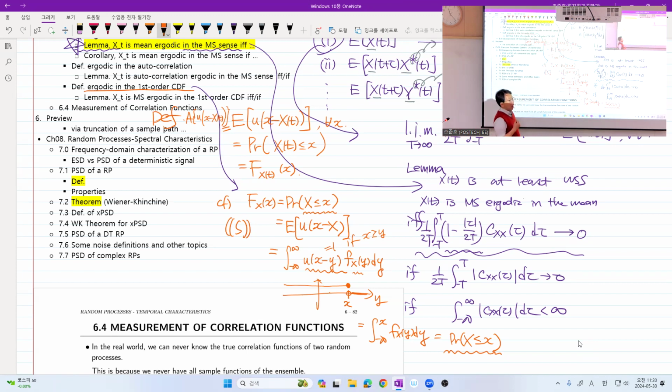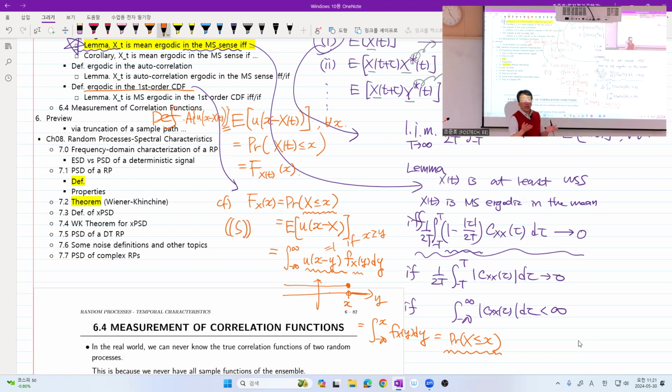Now, how can you check whether your assumption is really good or not? You use the lemma, right? So you find the corresponding covariance function, or you estimate the corresponding covariance function.